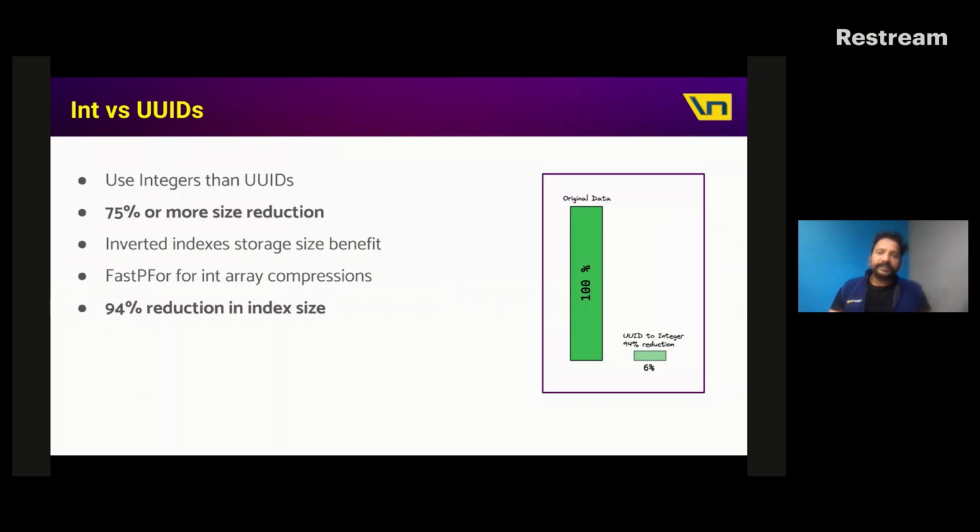So using integers instead of UUIDs gave us more than a 75% reduction in the index size. They were also indexing the storage much faster. Along with it, when we are storing integer arrays, we used a compression algorithm called Fast P4. Now, Fast P4 is very suited for compressing integer arrays and taking much lesser space to store them.